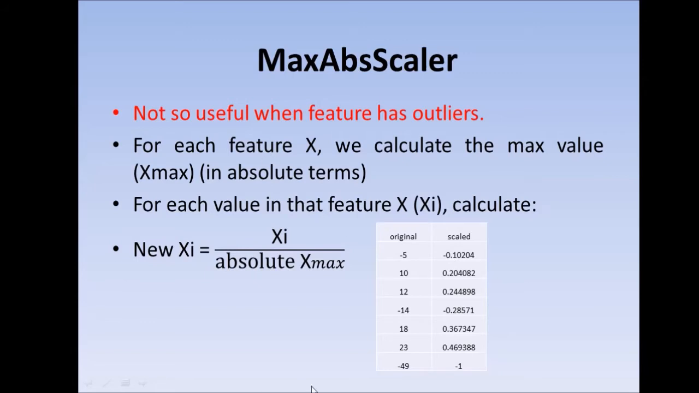Now, as you would have guessed, if we have a huge outlier of 120 here, then we would be dividing each observation by 120, right? So that would shrink our data to very small values. Hence, it does not work very well when we have outliers in our data. So that is also one thing to keep in mind.